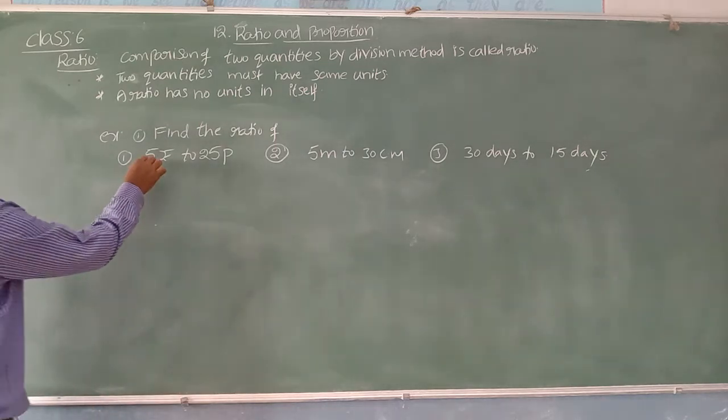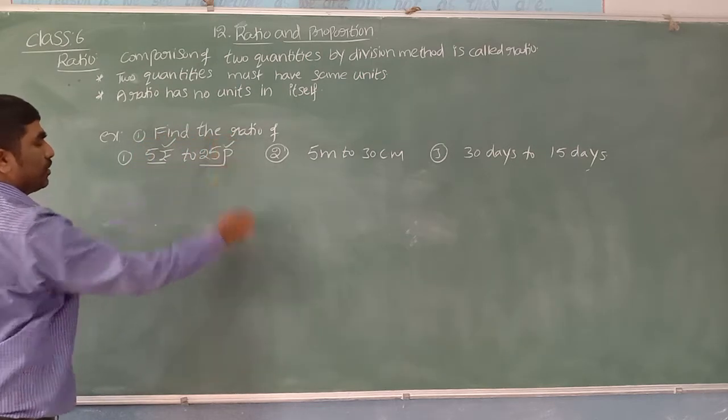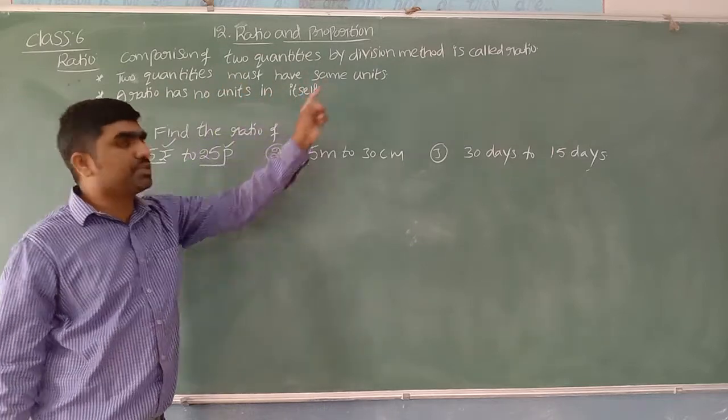Here we have two quantities, 5 rupees and 25 paisa, and both are different units. Rupees and paisa are different units. I said both the quantities must be in the same units.